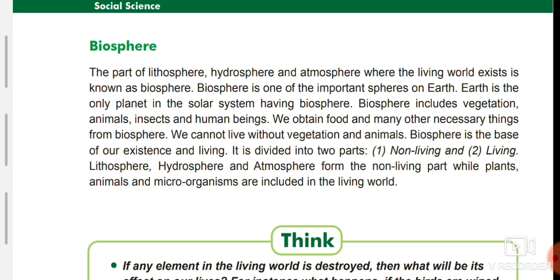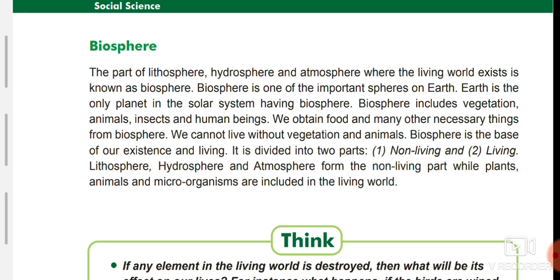Just imagine a life where you are not eating your food. Just imagine, is it possible? Just imagine the house without the wood. No, so everything depends on vegetation and animals. Biosphere is the base of our existence and living. Biosphere किस चीज का पार्ट है? हमारे existence का एक बहुत बड़ा important part है.